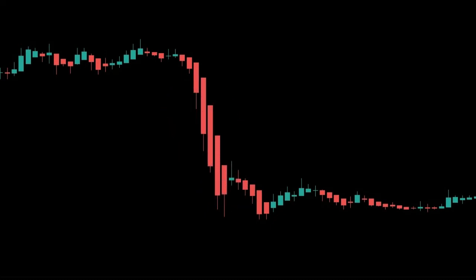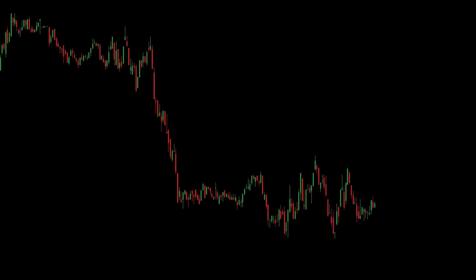I hope you got a good knowledge about Heikin-Ashi. Now let's see how to trade a trend with the same in the trading market. Now look at this chart. As you can see, that downtrend just started.